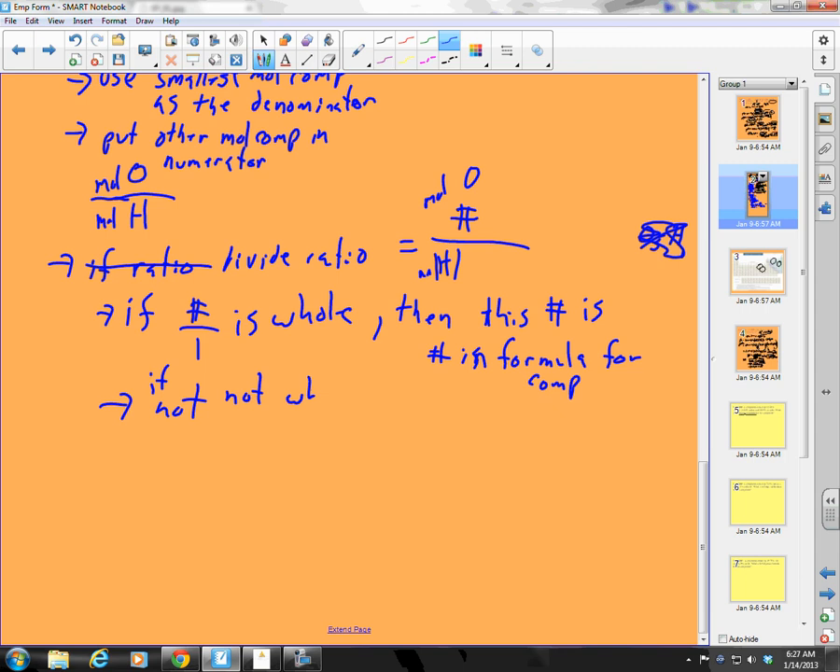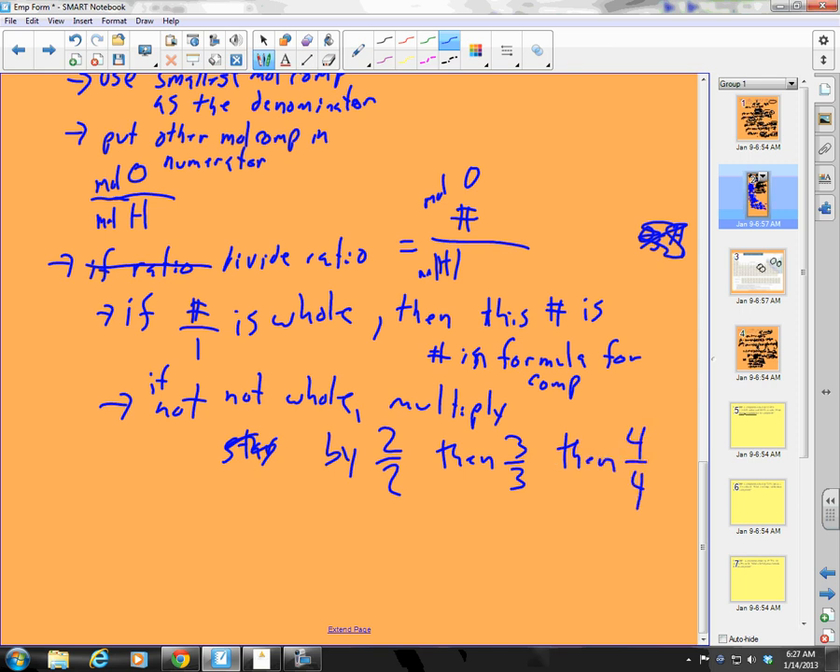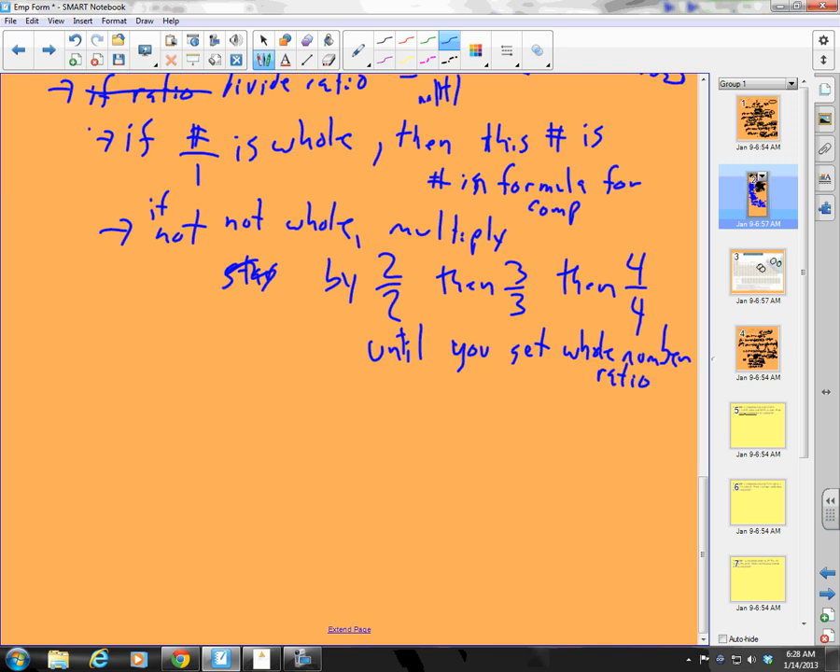Now, what if it's not a whole number? Here's what I recommend to do. We want to multiply by 2 over 2, and then 3 over 3, and then 4 over 4, until you get a whole number ratio. And what do I mean by that? Let's say that this step right here, when you divide, you get 1.5 to 1.